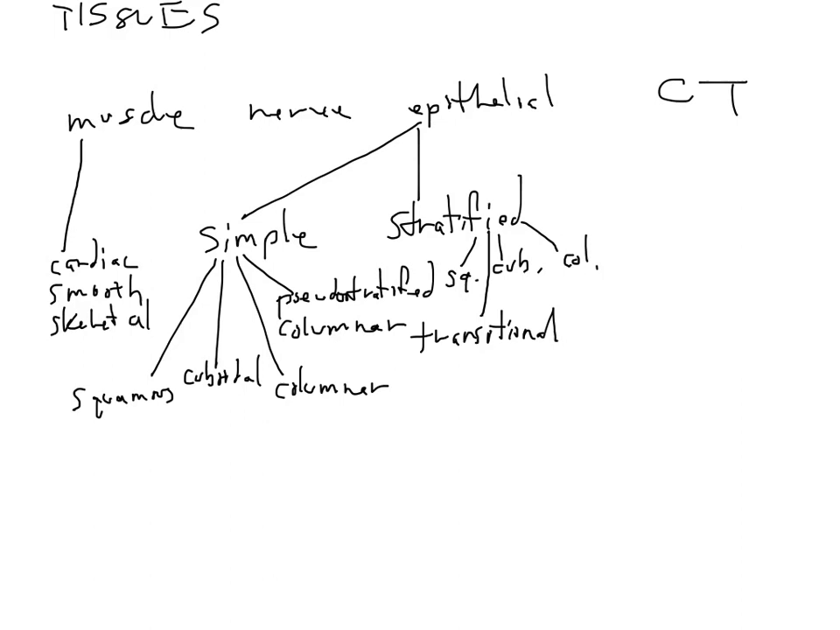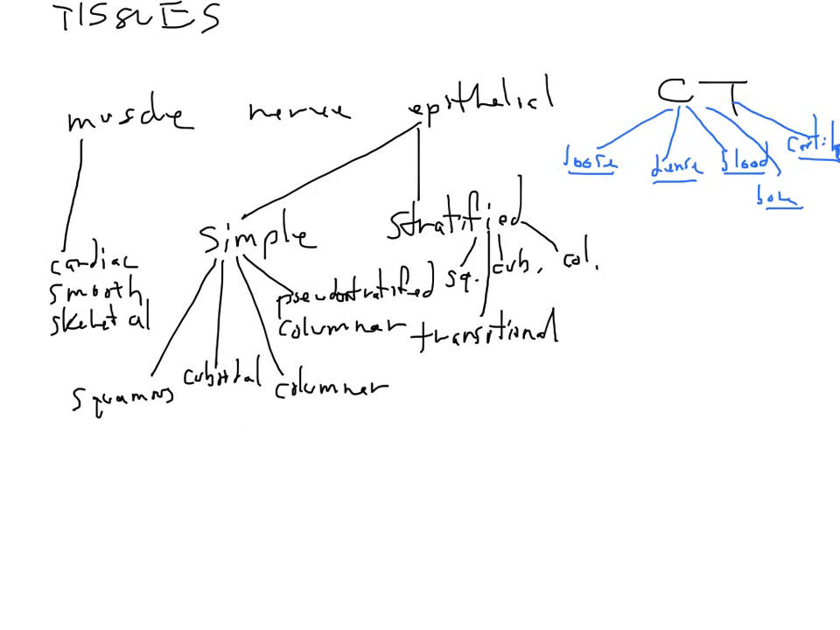Connective tissue, 4 subcategories of connective tissue. Maybe go a different color here. There's loose, dense, blood, bone. I think I said 4 subcategories. This would make it 5. And cartilage, which I can't quite fit there. So loose connective tissue, dense connective tissue, blood, bone, and cartilage.